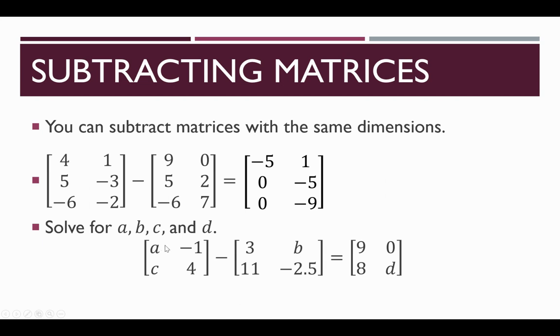We just have to know that A minus 3 is 9. So we solve that piece. And then -1 minus B is 0. So we can use that information to find that A is equal to 12, B is equal to -1, C is equal to 19, and D is equal to 6.5.